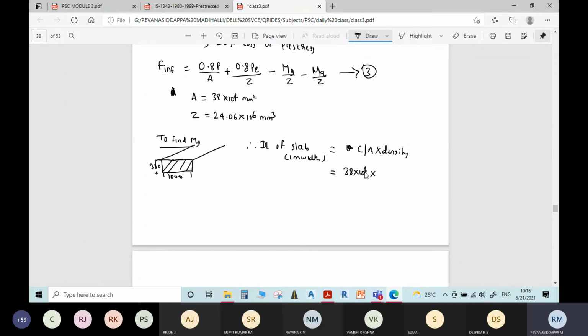This is in the form of mm square. But density is in terms of kilonewton per meter cube. You convert this cross sectional area into meter square. If you convert it, it will be 10 power minus 3 whole square. I have converted mm square to meter square, and density is 24 kilonewton per meter cube.